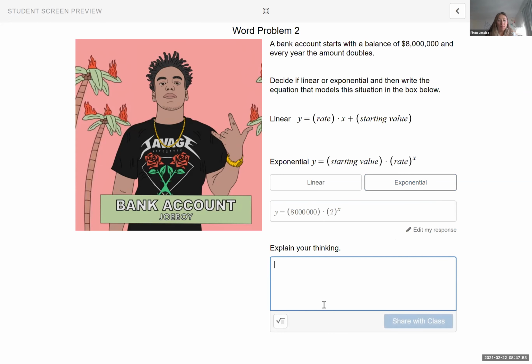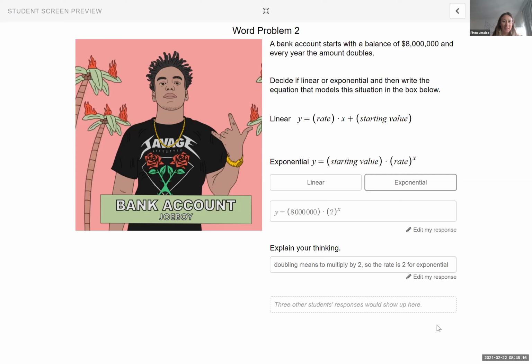So I want to explain this. Doubling means to multiply by 2. So the rate is 2 for exponential. So hopefully it seems pretty simple and straightforward for these first two. You see the starting value and you see the rate pretty clearly. And we're able to use those equations with copy and paste, just filling in the blanks. So it's a lot of fun.